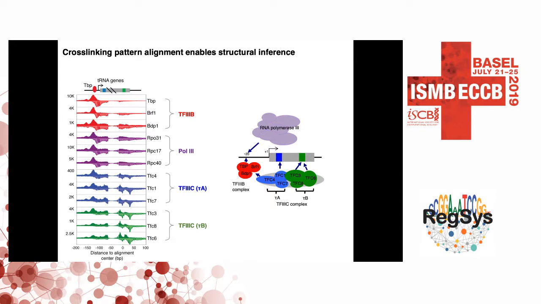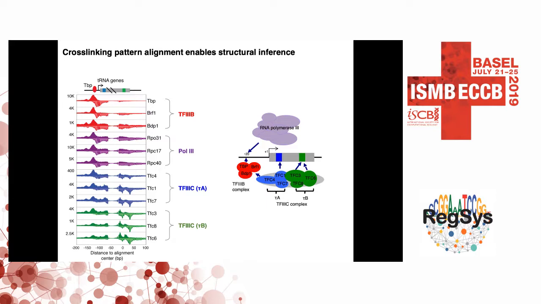Just as an aside again, you can see what I was talking about here a little bit in terms of the cross-linking echoes. So for example, POL3 is recruited via TFIIIB and TFIIIC, and you can see it shares some features of the cross-linking patterns of both of those subcomplexes, right?